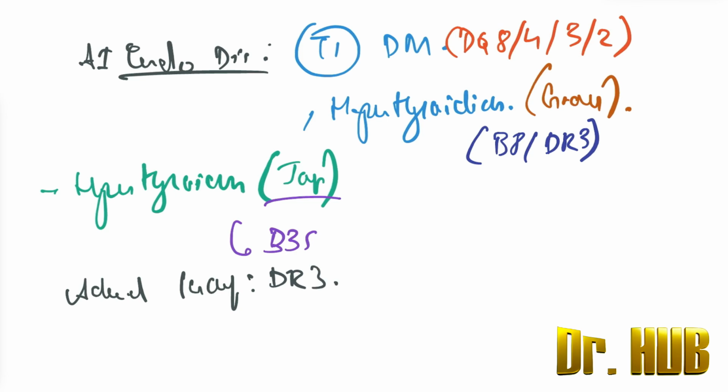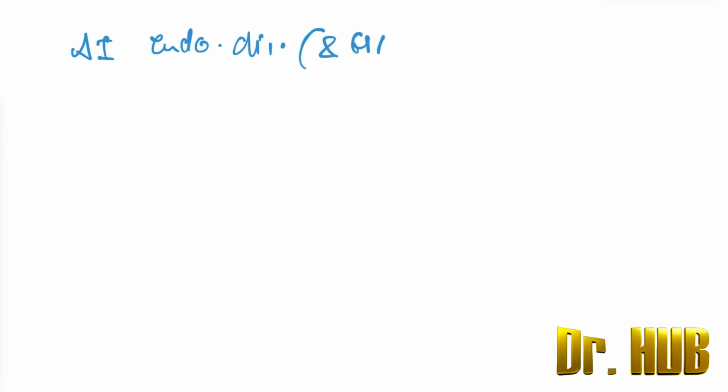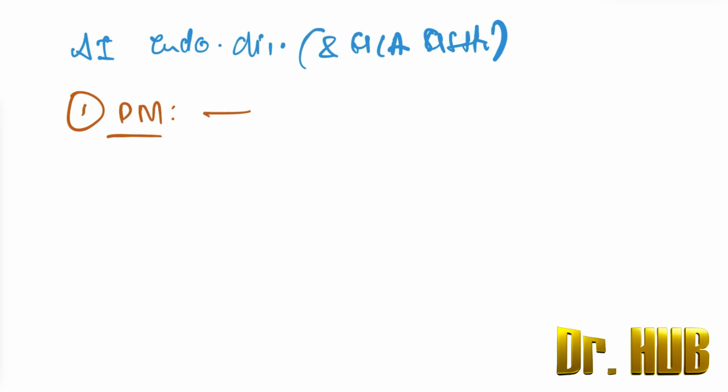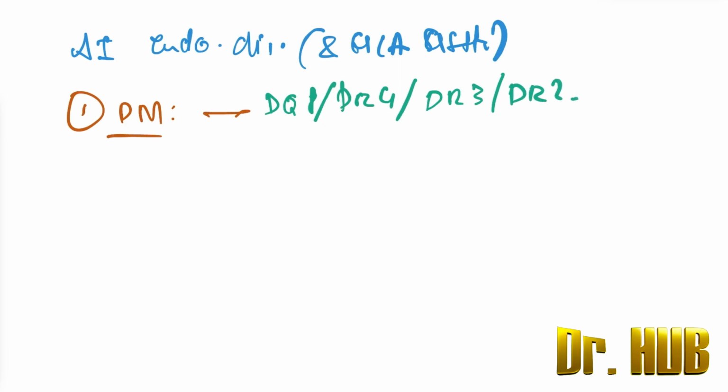Now, next we will look at the autoimmune endocrine diseases and the HLA associations. The type 1 diabetes mellitus. So what does this include? This includes DQ8, DR4, DR3 as well as DR2.